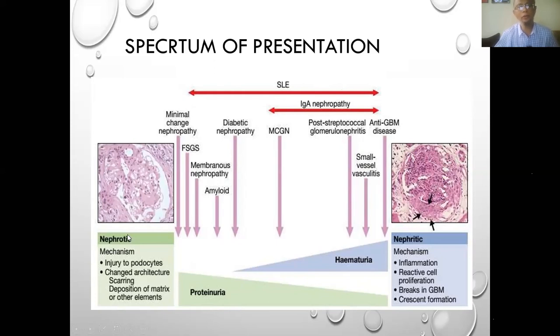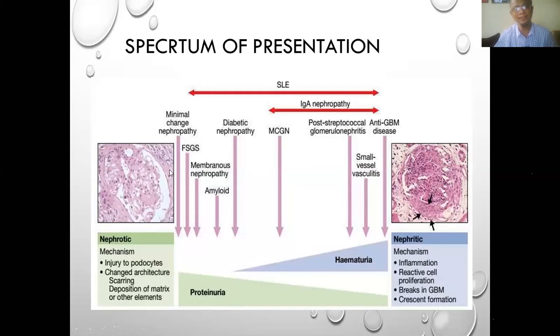In the case of the nephrotic presentation, the mechanism is injury to the podocytes, changed architecture, scarring, deposition of matrix or other elements. And you are seeing the causes: minimal change nephropathy, focal segmental glomerulosclerosis, membranous nephropathy, amyloidosis, diabetic nephropathy. Here you are seeing proteinuria is a marked feature. Even in SLE, the main presentation may be nephrotic syndrome.